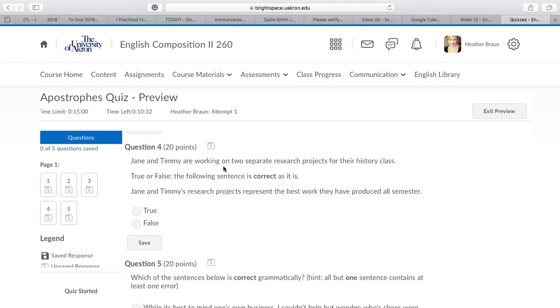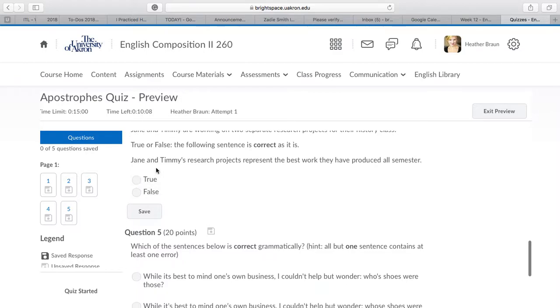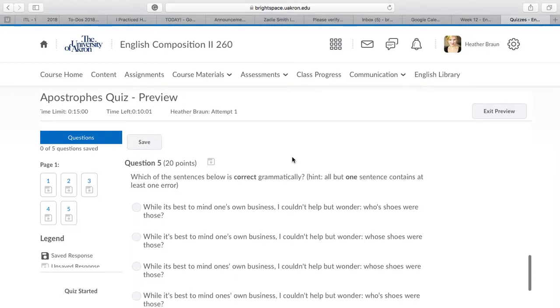Jane and Timmy are working on 2 separate research projects. So if each of them has a research project, it's not a plural answer. In this one, if we don't put an apostrophe after Jane, it indicates that they're only working on their own research projects. So you want to make sure that each of them gets their own apostrophe for their individual research projects.